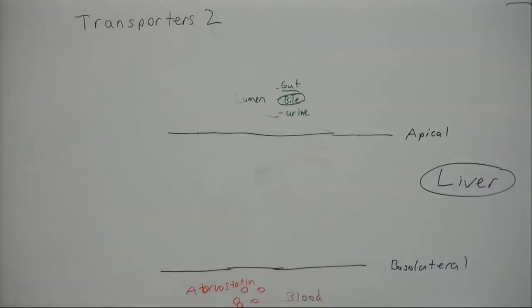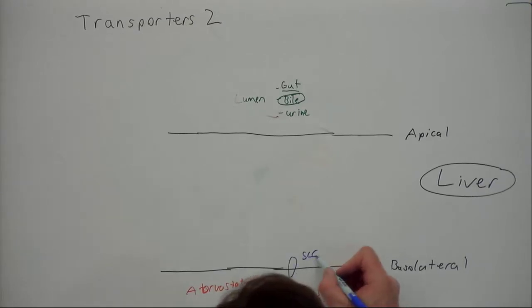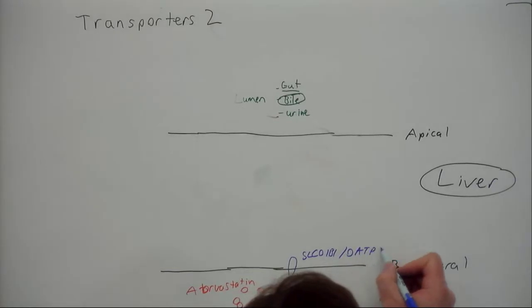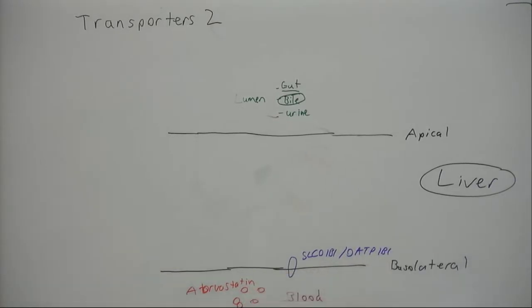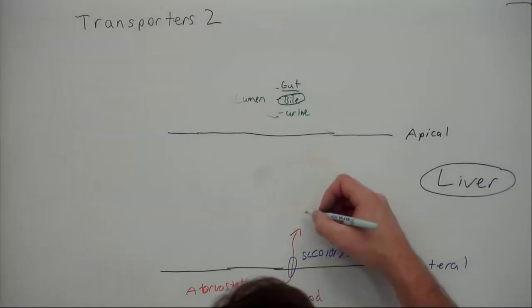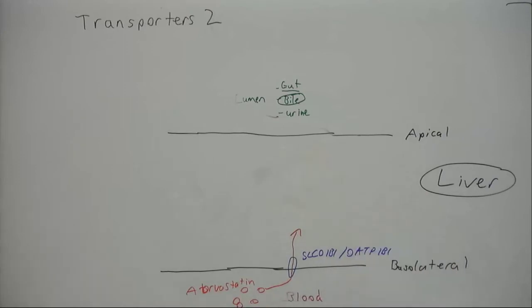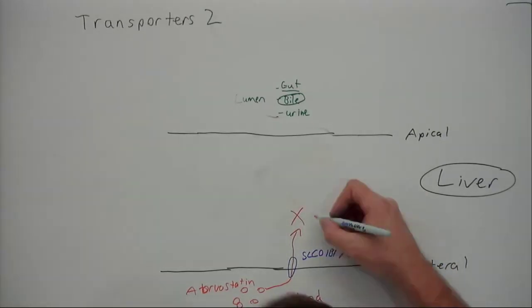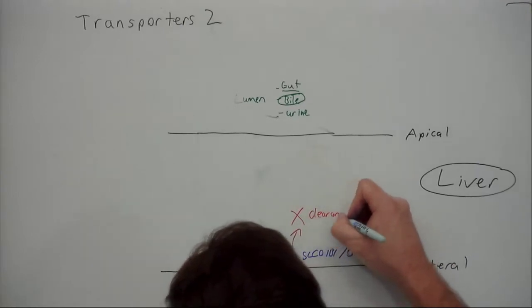And here on the basolateral side, we have a transporter, SLCO1B1, which is also known as OATP1B1, that is responsible for the uptake of atorvastatin into liver cells, where it can either be metabolized and excreted. So here it is cleared from the body. Clearance.